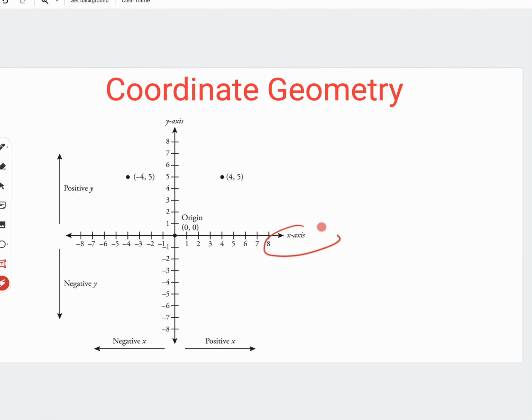Here is our x-axis going from east to west, and our y-axis going from north to south. Both axes work like number lines in positive and negative directions, stretching infinitely in both directions.